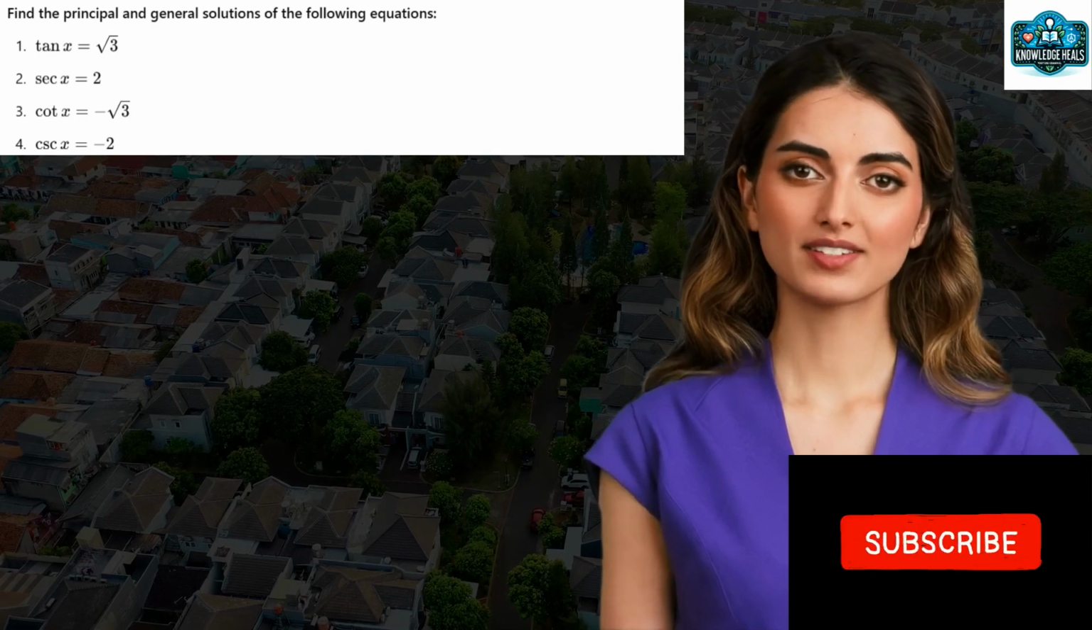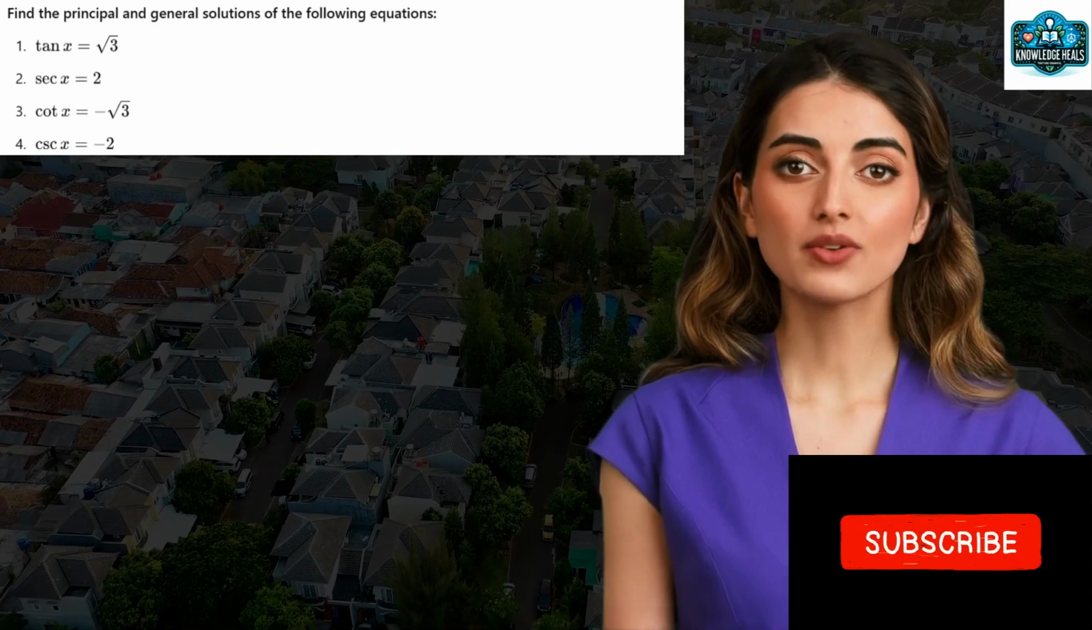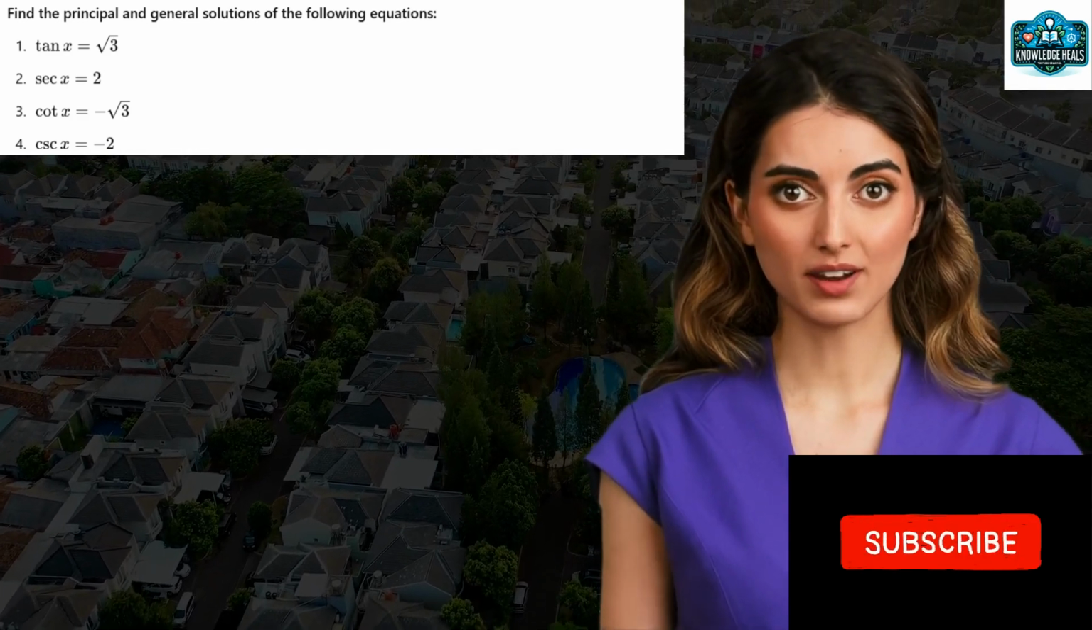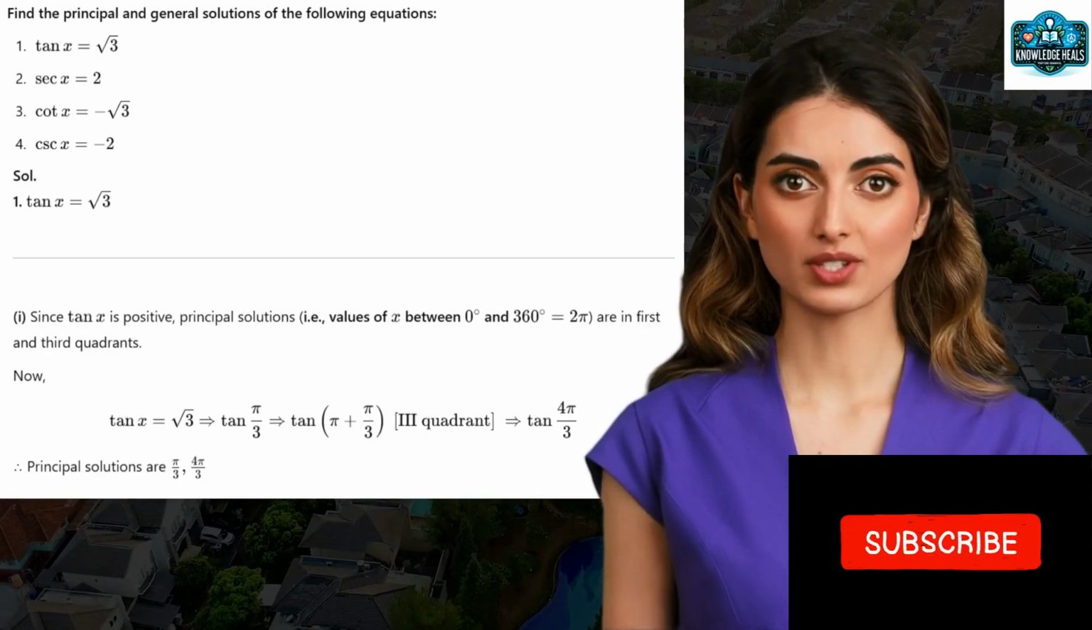Our exercise begins in which we will find principal and general solutions of equations. So there are 4 questions now. We will see our first question. Tan x equal to root 3, let's move on to our solution.